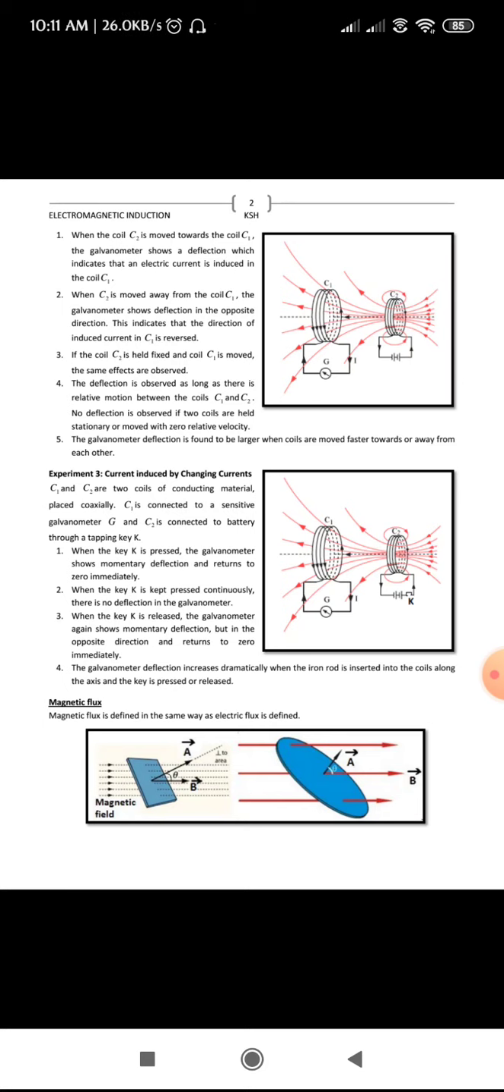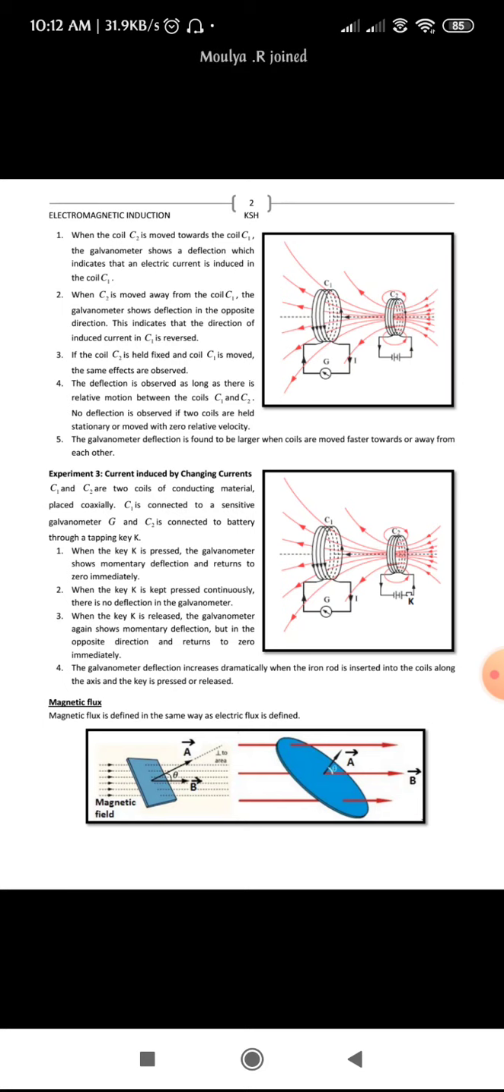Next, assume that you have released the tapping key. The current starts to decrease step by step. Let us say from 3 to 2.5, from 2.5 to 2, 2 to 1.5, 1.5 to 1, 1 to 0.5, 0.5 to 0. Again there is a decrease in current.